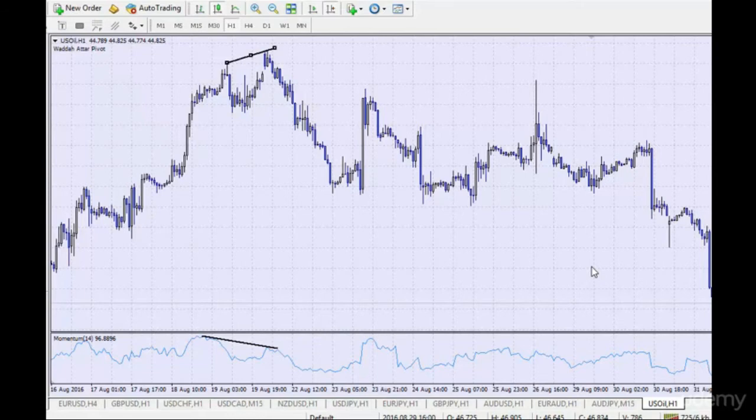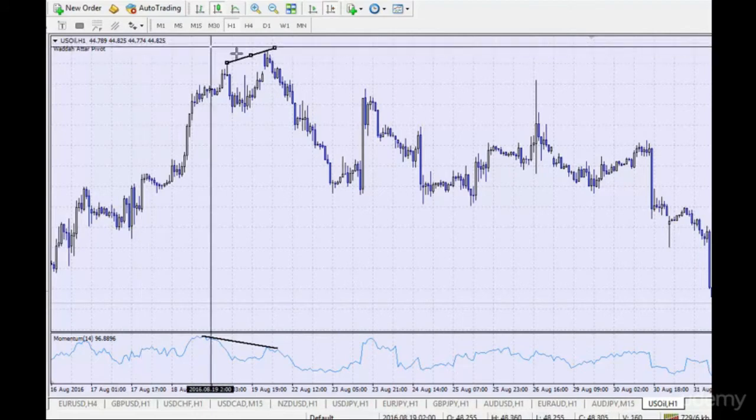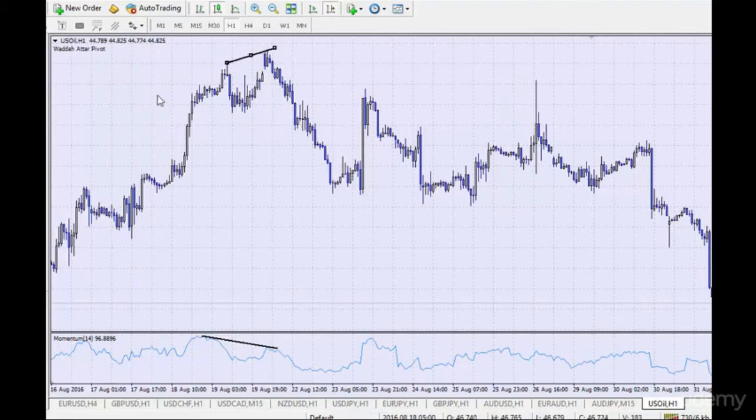You use the momentum indicator to trade market divergence. I'm just going to explain what I mean by divergence. Divergence is when the market is making a higher high while the indicator is making a lower high. That's what you call a divergence, and in this case, that's a sell signal. If you had sold the market here, then you would have made maybe 200 pips.